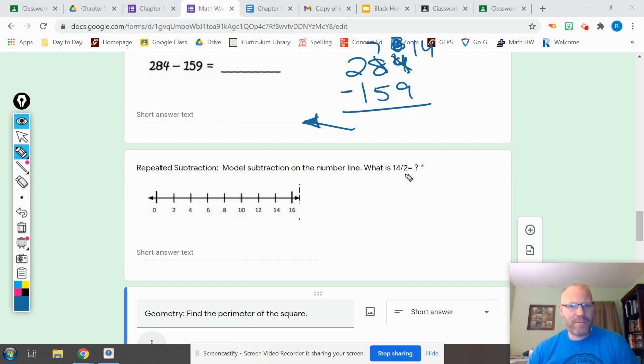Repeated subtraction. Let's model subtraction with 14 divided by 2. So we start at 14, and we take away 2 at a time. 2, 4, 6, 8, 10, 12, 14. So then you're going to count how many times did we jump? 1, 2, 3, 4, 5, 6, 7. So your answer is 7.